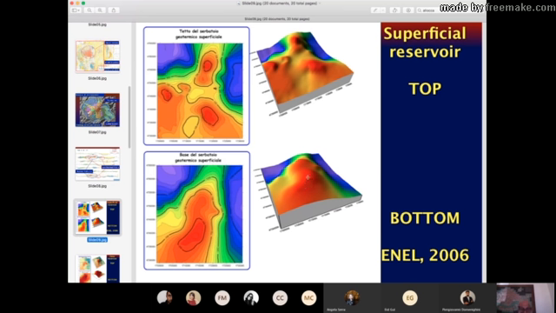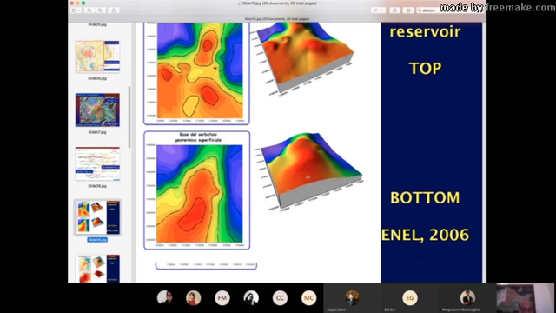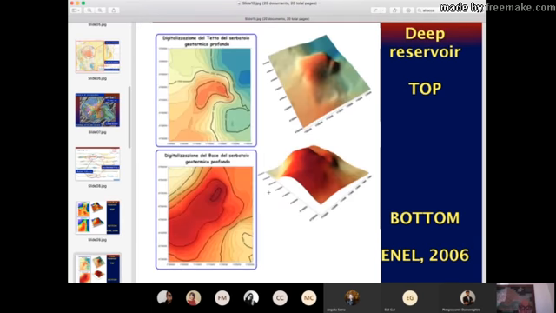Now, Enel has not been using the superficial geothermal field practically since the 90s. The superficial geothermal field was abandoned and they went to use the deep geothermal field. And this is the top of the deep geothermal field.